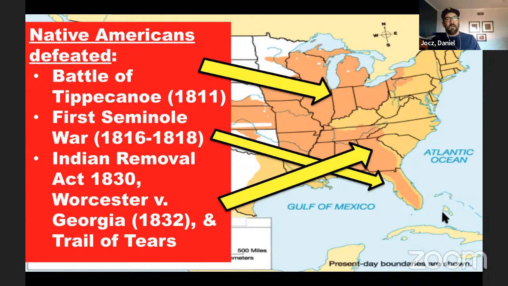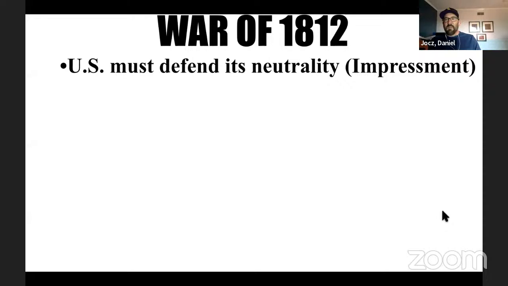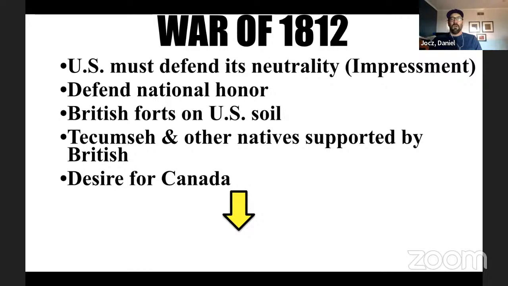Remember, even the War of 1812, just to give you an idea of causes and effects of this time period, there's a lot of reasons why we go to war. We're trying to defend our neutrality, remember impressment, defend our national honor. Hey, they're still disrespecting us. We're not their colonies anymore. There are British forts on U.S. soil in spite of the Treaty of Paris saying you have to get those out of there after the American Revolution. The Native Americans were being armed.